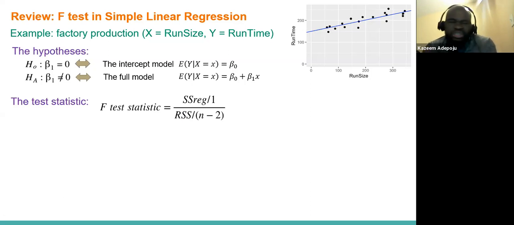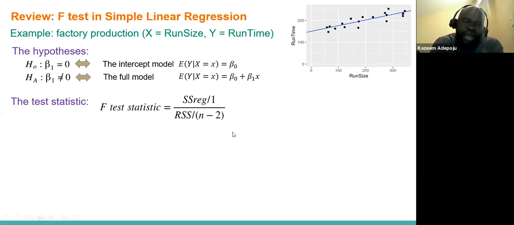So what I'm trying to tell you right now is what I have in my F test statistic formula, to test between having the intercept model or the full model. And where SS reg means sum of squares regression, and it's the same thing as explained variation. And RSS means residual sum of squares, which is the same thing as the unexplained variation. Okay, and n right here is the sample size.